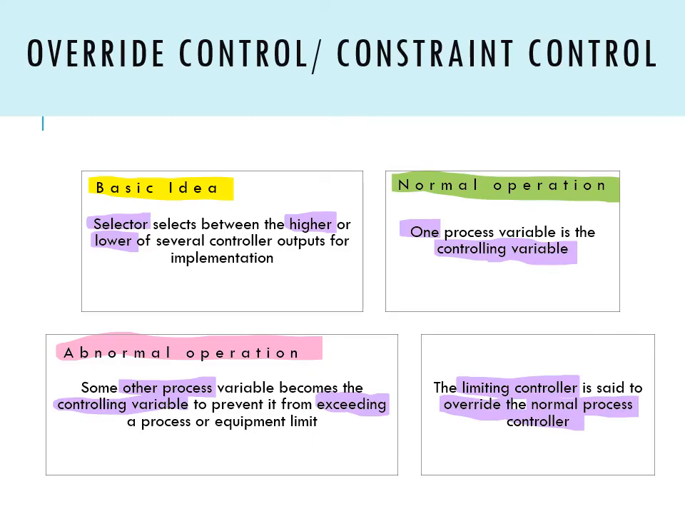The override controller is sometimes known as the constraint control. So what is the basic idea of the override control? It selects between the higher or lower of several controller outputs for implementation. Under normal operation, one process variable is the controlling variable, while under abnormal operation, some other process variable becomes the controlling variable to prevent it from exceeding a process or equipment limit. The limiting controller is said to override the normal process controller.